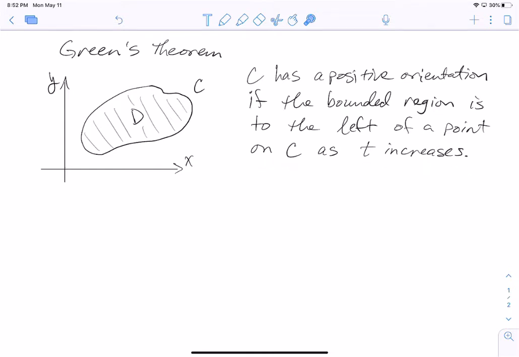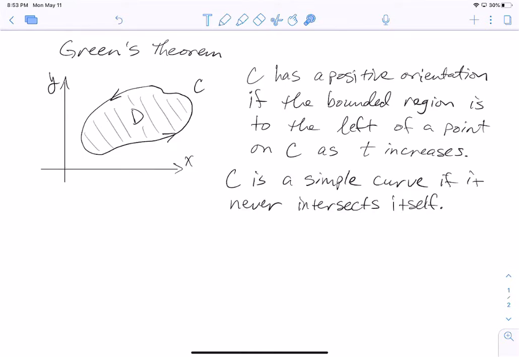In other words, if you were a little ant walking along the curve C, then you'd be walking in the positively oriented direction if the region that it bounds is always on your left. C is a simple curve if it never intersects itself. So I'll underline positive orientation and simple curve because that's what I'm describing here.